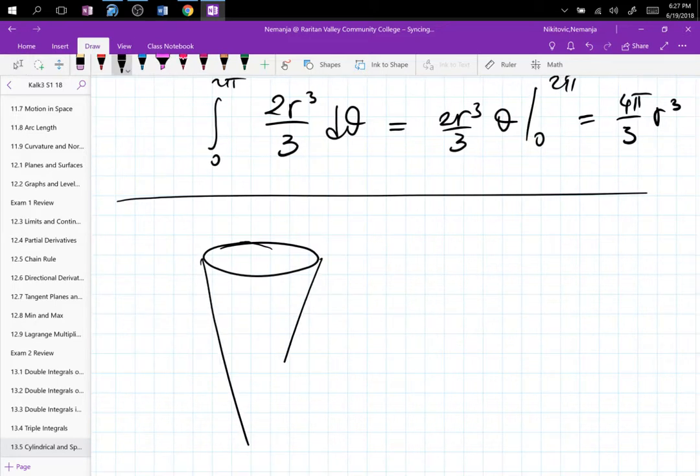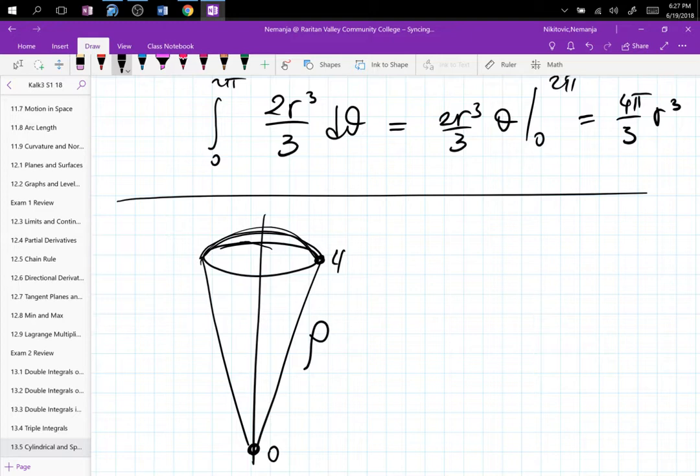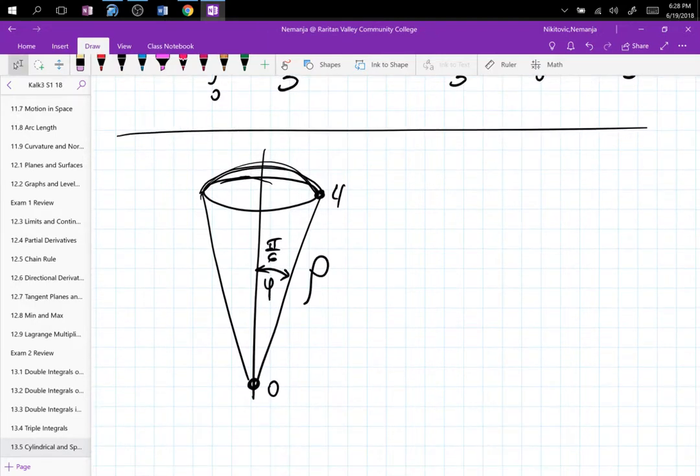What would be the setup to calculate the volume for something like this, right? The volume of the cone and the dome on the cone. So we have 0 to 4 for rho. We have pi over 6 for phi. And I have 2 pi for theta.